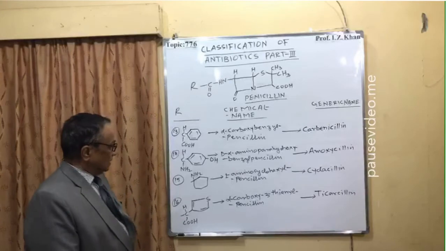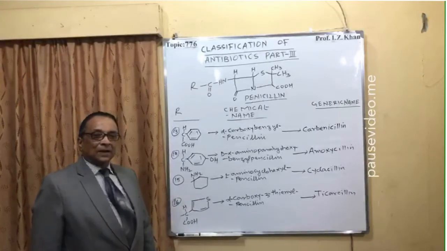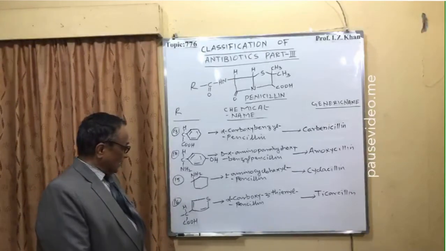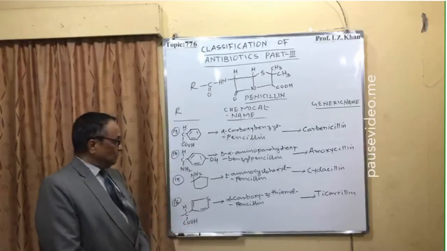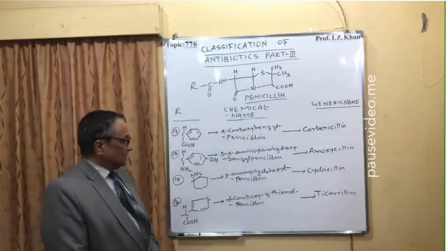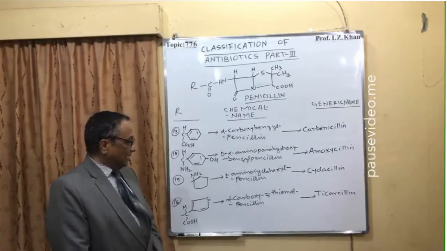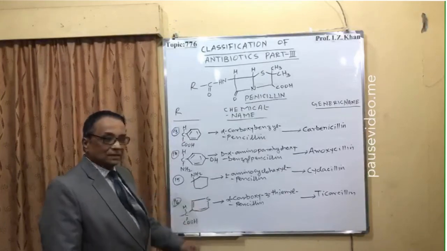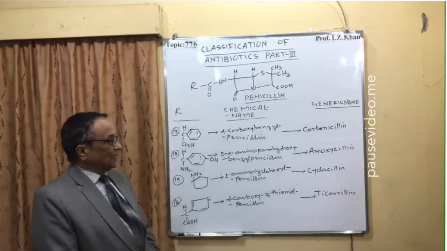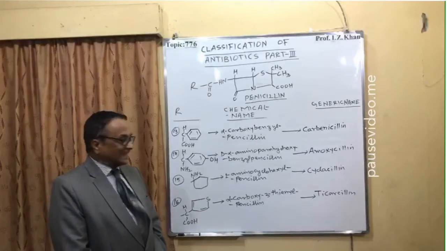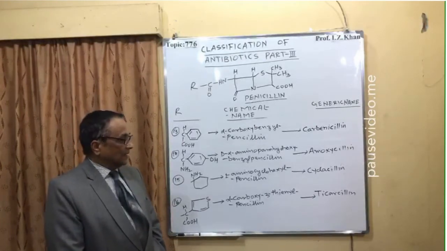And number 16, where sulfur is part of a 5-member ring, and in the side chain there is a carboxylic group, so it is called carboxy 3-thienyl penicillin. Thi is for sulfur, and its generic name is ticarcillin.